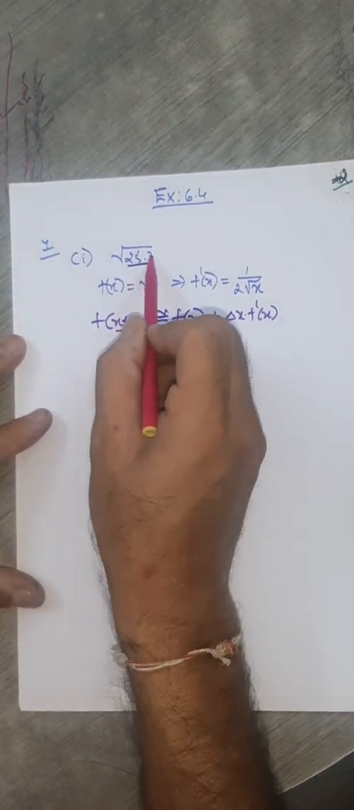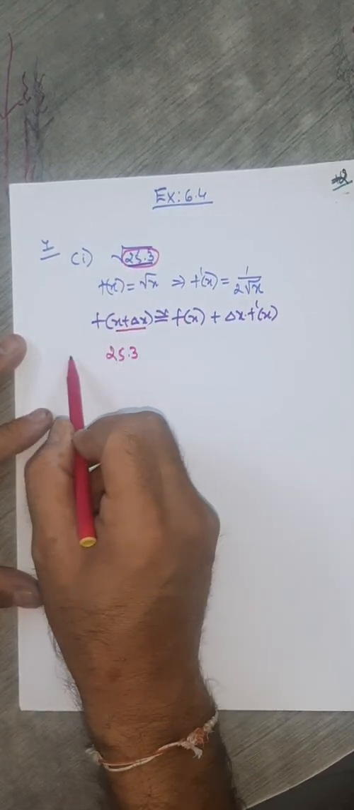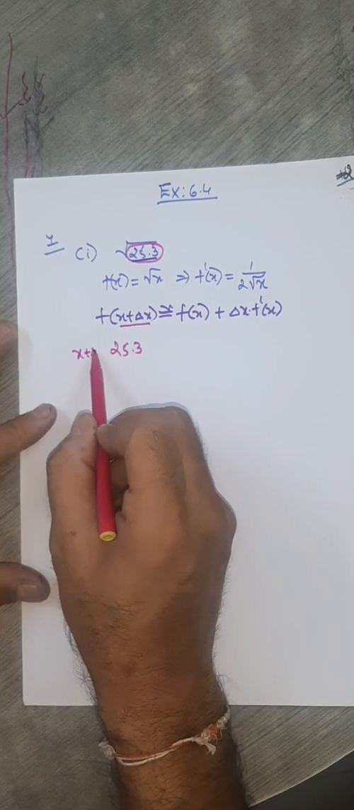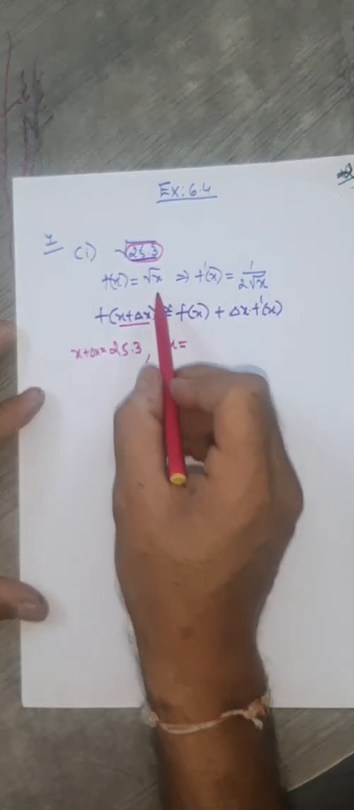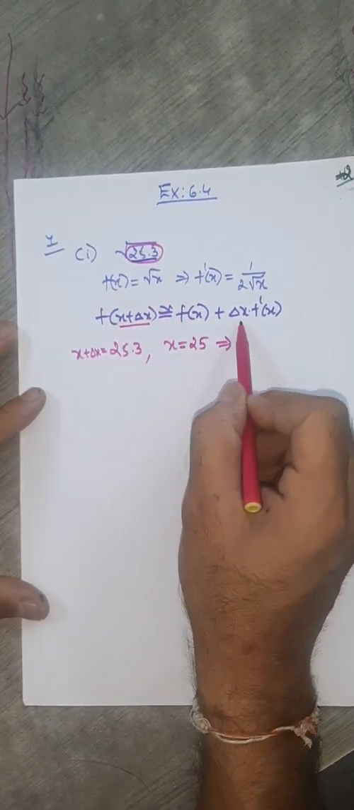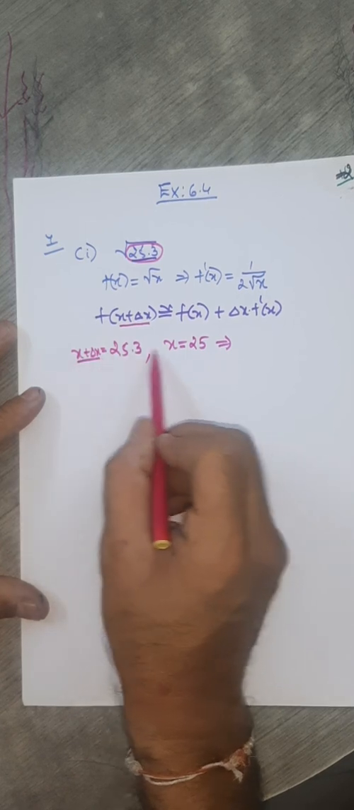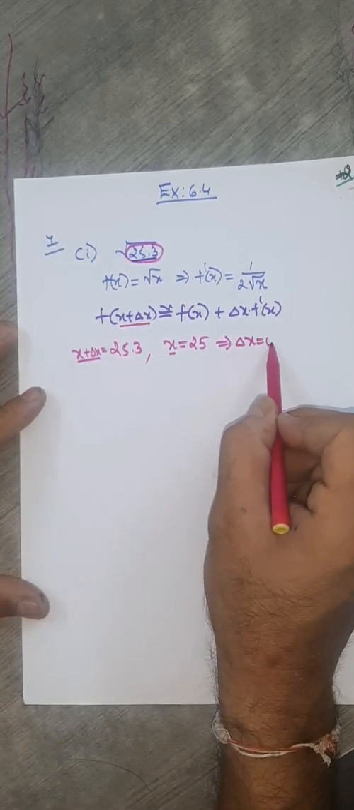What is x plus delta x? That is something you want to get, which is 25.3, which is your x plus delta x. What is x? That is the nearest value whose square root is defined, which is obviously 25. So what is delta x? This minus this, which is delta x. So how much? Delta x will be 0.3.